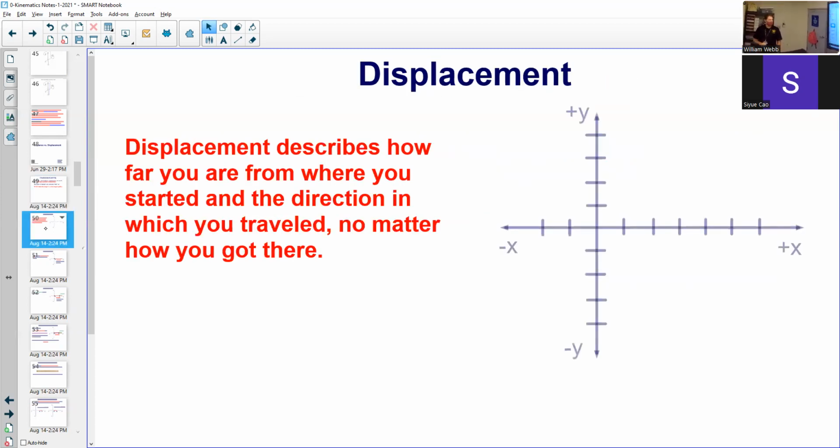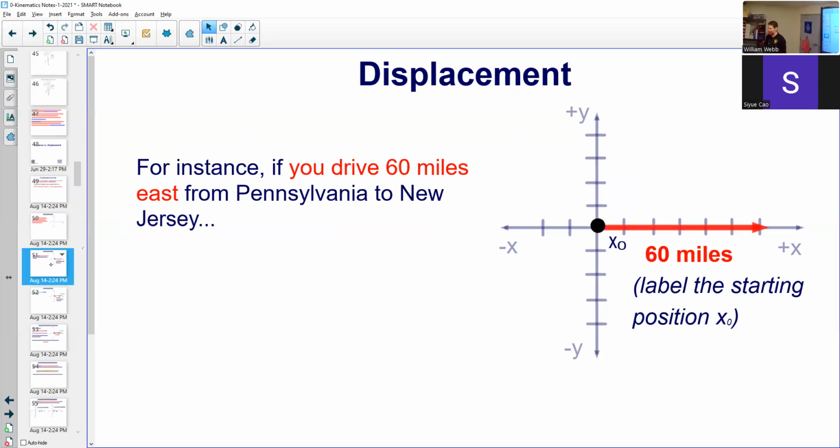Displacement describes how far you are from where you started and the direction in which you traveled, no matter how you got there. Again, it's the same definition, worded in a different way, so maybe this matches more the way you put it down in your notes. Let's say we decided to go on a field trip and we're driving. We live out on the East Coast, so we decide to drive from Pennsylvania to New Jersey. We drive 60 miles towards New Jersey from Pennsylvania.